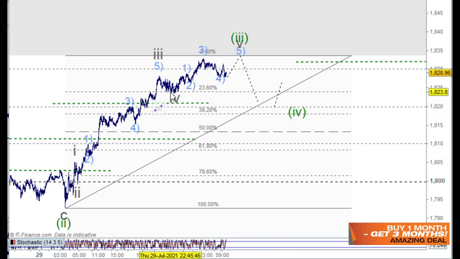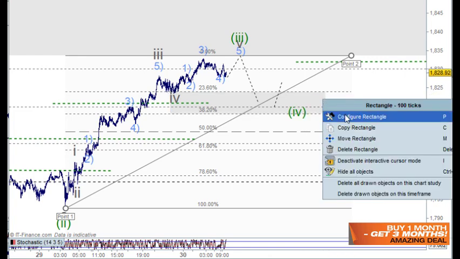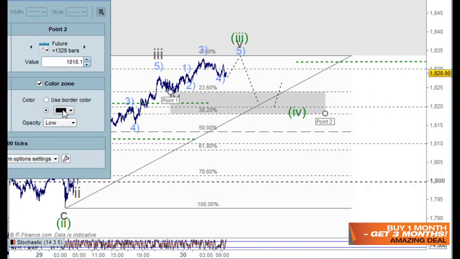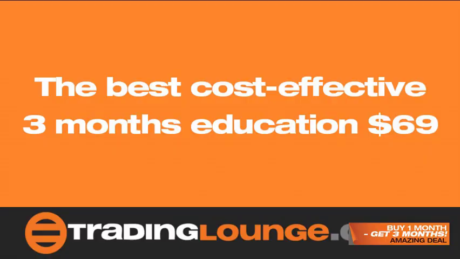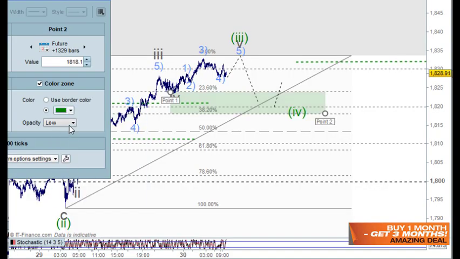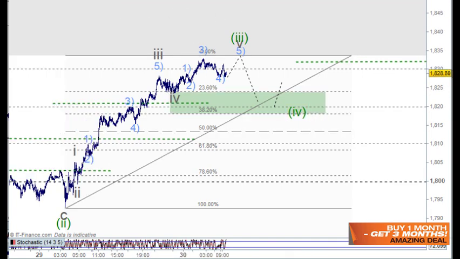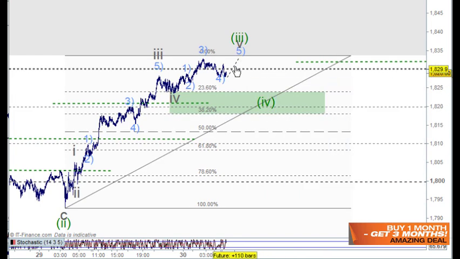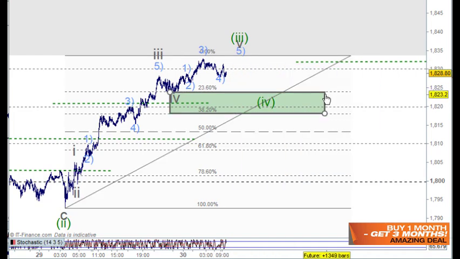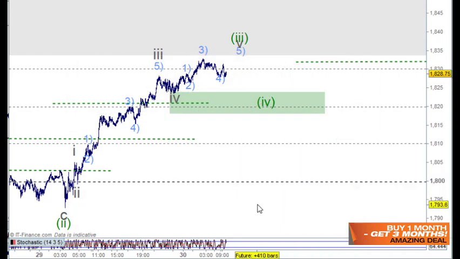So we can go to the fourth wave of one lesser degree because it may only come there, or it may come all the way to the 50 here. But what you could do is look at buying in that box. So we could put a green box there and just pump a bit of color into it. So you could buy anywhere in that box if you wanted to add to positions, but I'll just leave that there. Remove that, remove that, and remove that, and remove this, and we're good to go.